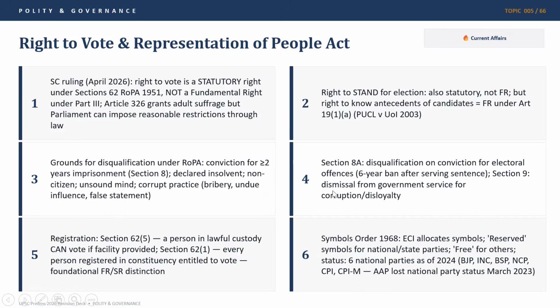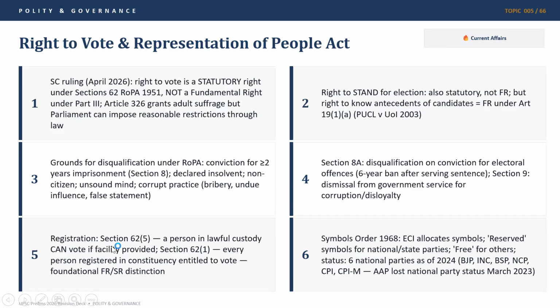Section 9 of RPA says dismissal from government service for corruption and disloyalty. So these are very important sections of RPA. One should also go in detail through the Representation of People Act, because UPSC has asked questions from different sections of RPA. If I remember, they have also asked related questions on Section 4, Section 3, and Section 5, apart from Section 8 and Section 9.